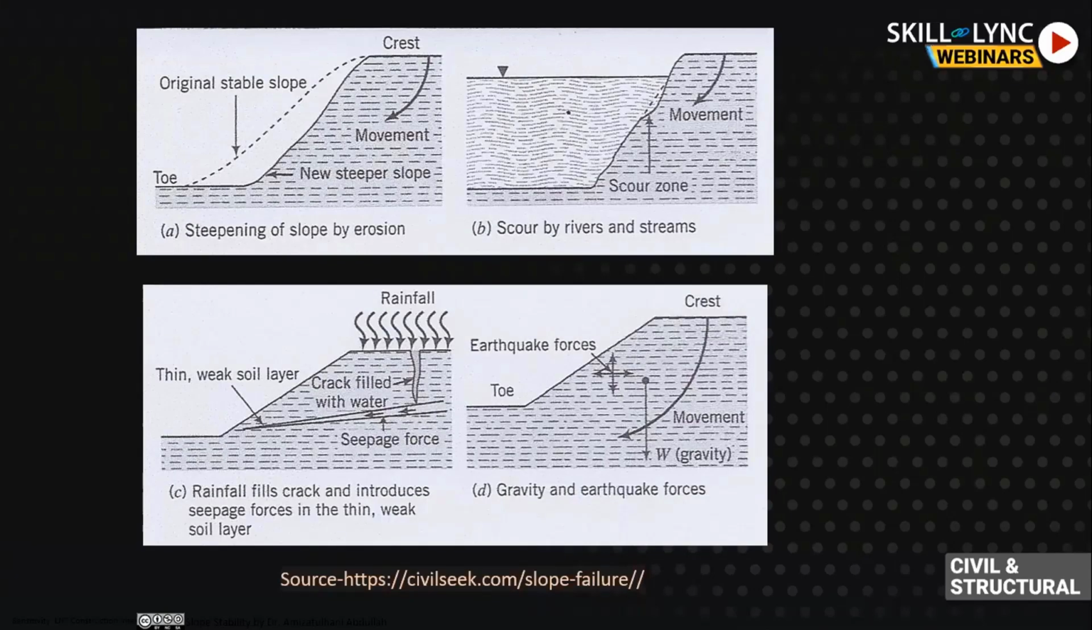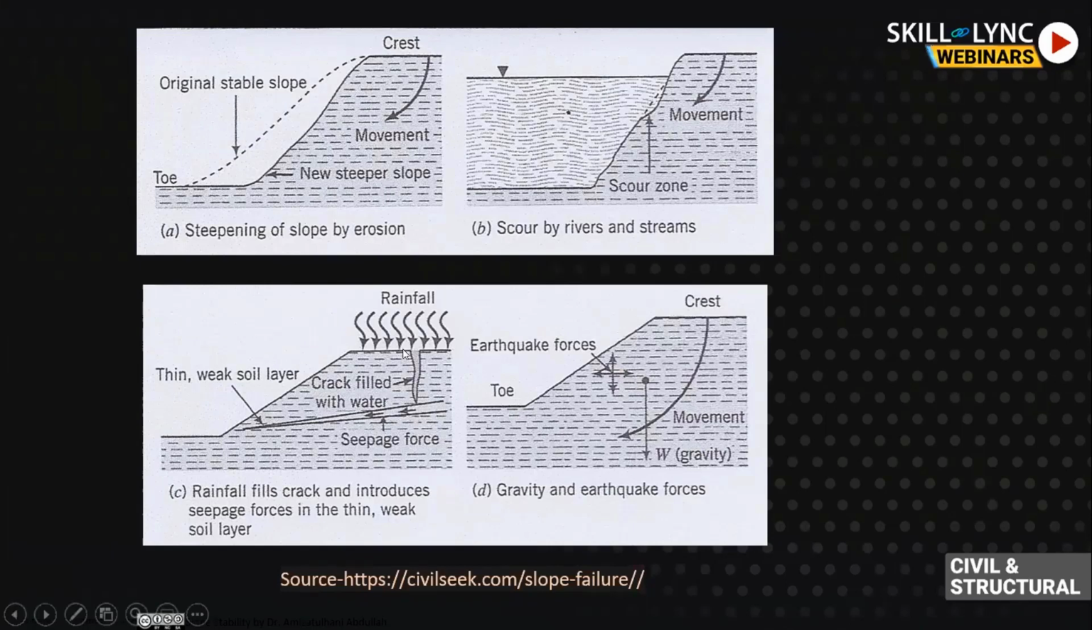Let us go to the first figure. Steepening: earlier the slope was here, the original stable slope, and suddenly we have steepened the slope. How did it happen? By erosion. The slope itself had attained a stable slope by mobilizing itself. In the second, there is scouring. Due to scouring, the slope gets destabilized.